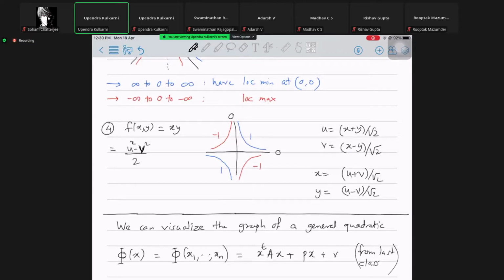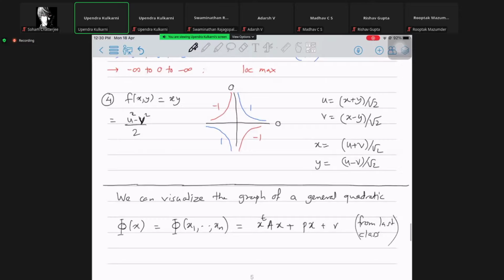We can visualize the graph of a general quadratic by looking at its level sets. And what will the level sets be? That means I set this phi of x equal to some constant, and I vary the values of this constant. But the constant can be absorbed in this r at the end. And so effectively, I should be able to visualize the graphs of things of the type phi of x equal to 0.